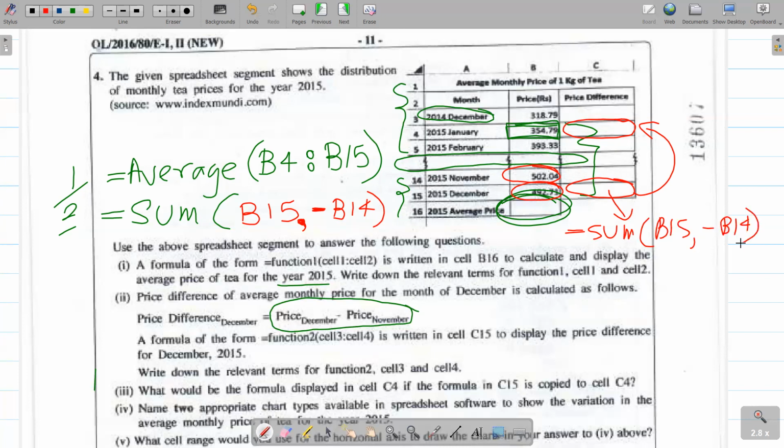Accordingly, if it is being copied to over here, it's going to be equal sum. The B15 will be converted into B4 because 15 is in the 15th row. So it moves to the 4th row, so 15 will become 4. And comma minus B3. That will be the answer.